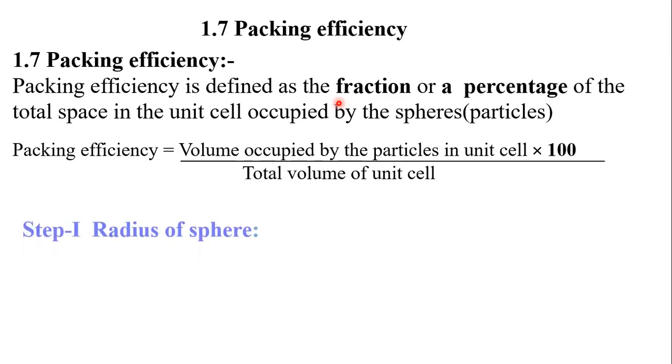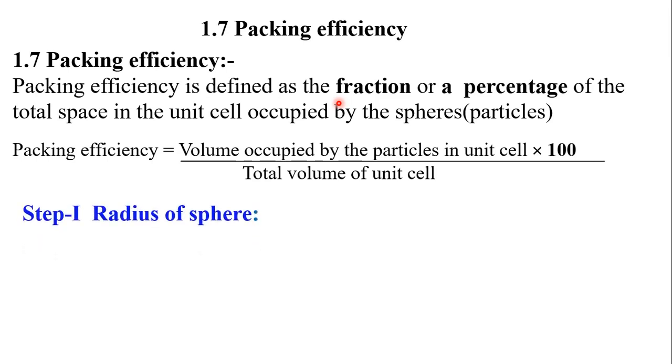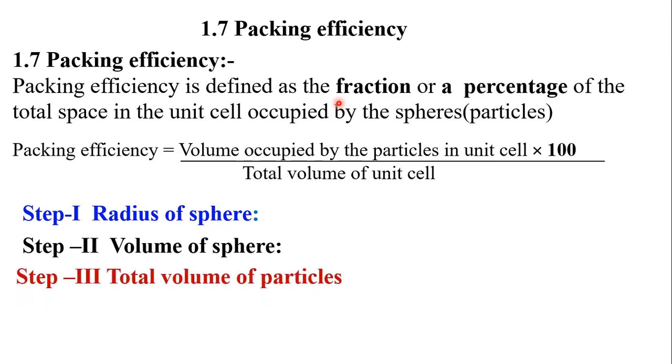And it is calculated in 4 steps. First, we have to calculate the radius of the sphere. Then second, we have to determine the volume of the sphere. And in the third step, from the volume of the sphere, we have to calculate the total volume of particles occupied by the particles in a unit cell. And the fourth step is packing efficiency. So we have to follow these 4 steps while calculating the packing efficiency.